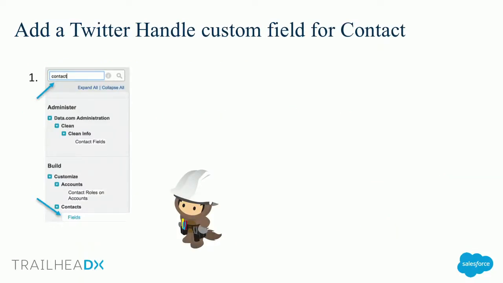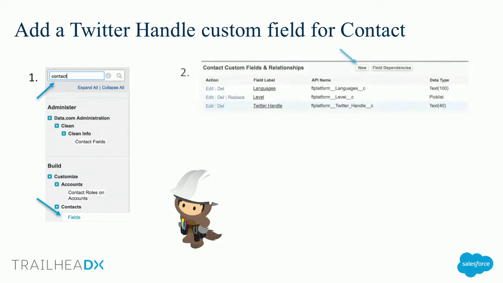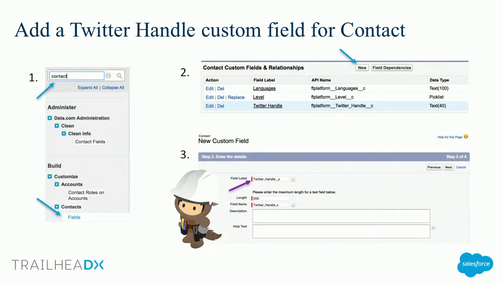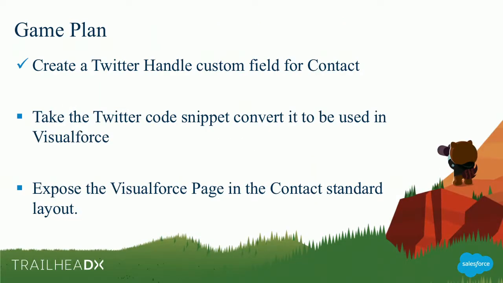All right, so the first thing we do is we make a new custom field in contact, and this should be pretty familiar. We go to the setup tree, we search for contact and click fields. Down at the bottom of the page, click new custom field to make this Twitter handle field. And then we give it an API name. In our case, it's going to be Twitter_handle__c. All right, so that was the first step. And now we're going to take a Twitter code snippet and incorporate it into a new Visualforce page.